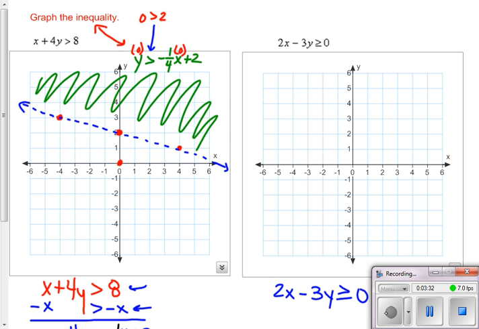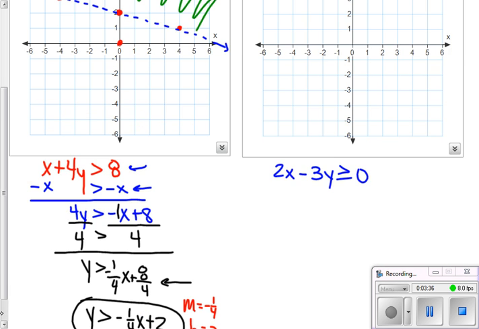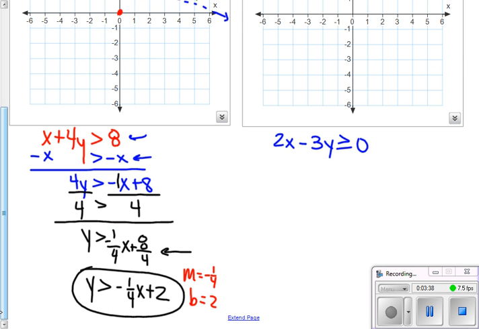Example 2, same scenario, not in slope-intercept form, so we need to convert to slope-intercept form. So we'll go ahead and do that right here. We have 2x minus 3y is greater than or equal to 0. Need to get y by itself, so I'm going to subtract 2x from both sides. I have negative 3y that I would drop down, which is greater than or equal to negative 2x, and I don't need to put plus 0. I'm not going to gain anything by adding 0.